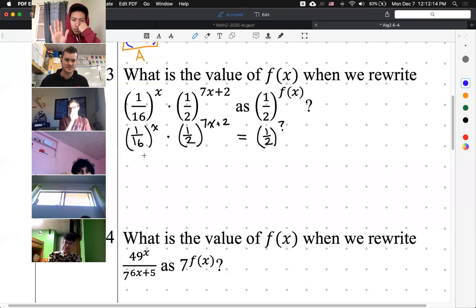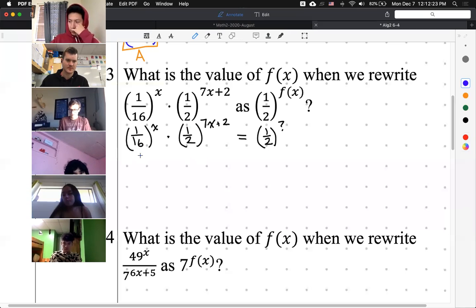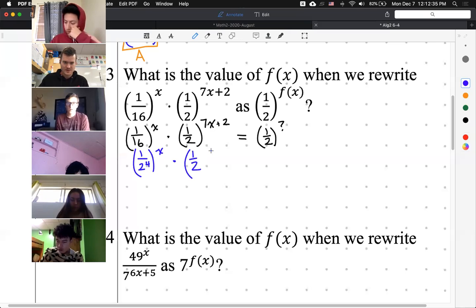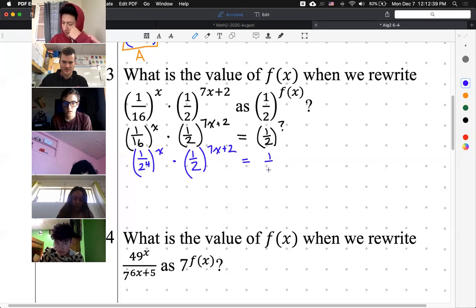Andreas, 2 to what power is 16? Would it be to the power of 3? 2 to the power of 3 is 8. Multiply by 2 again. Okay, 4. Yeah, it's 4. So we'll rewrite this 1/2 to the power of 4, all that still to the power of x, times 1/2 to the power of 7x plus 2, and still 1/2 to the power of question mark. Cool.